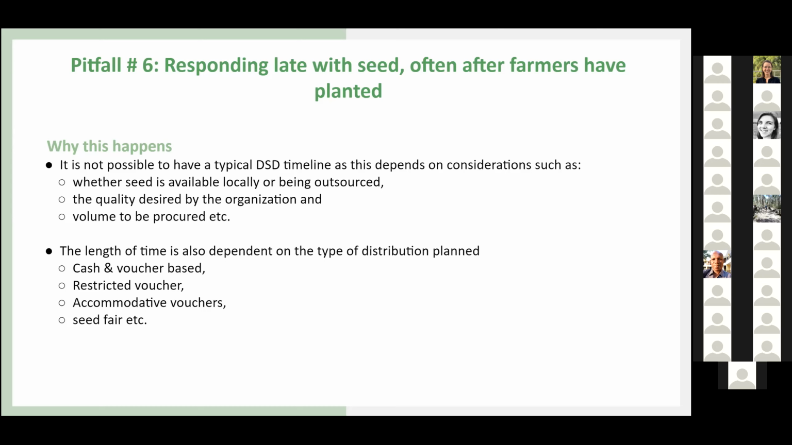But again, in terms of the length of time, this will largely depend on the type of distribution that you want to adopt, whether it is cash or voucher, whether it's restricted voucher, some could use accommodative vouchers and seed fairs and so on. So there are a lot of things that you want to really consider.